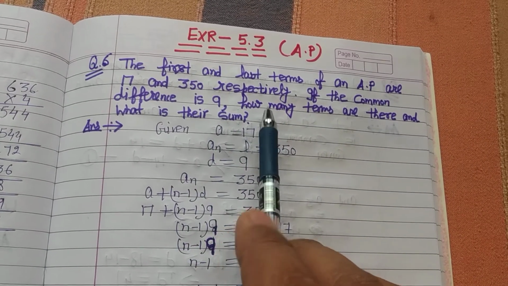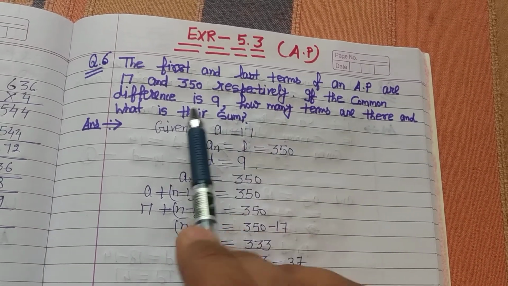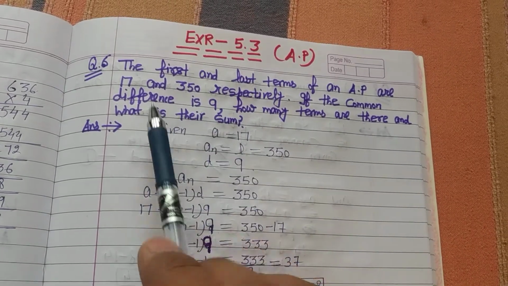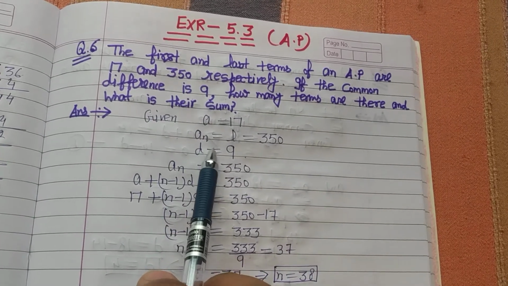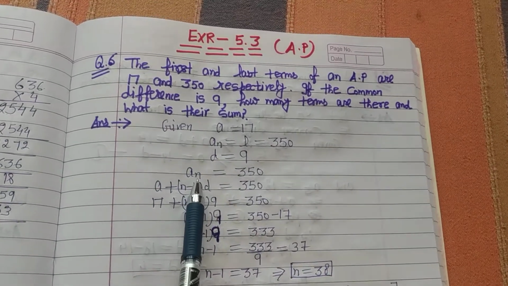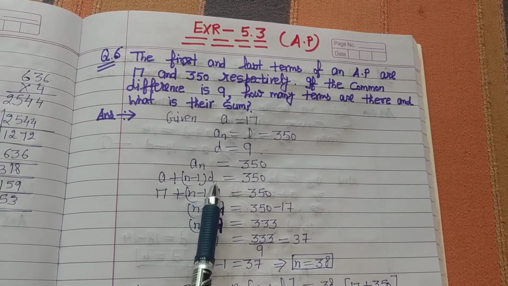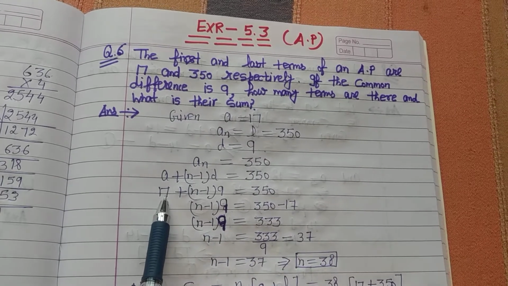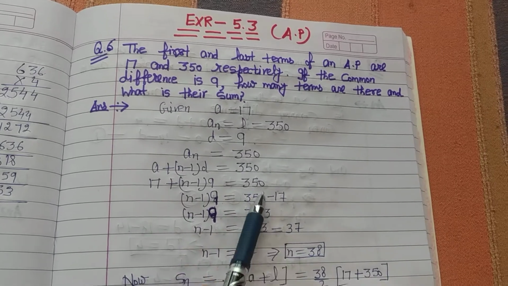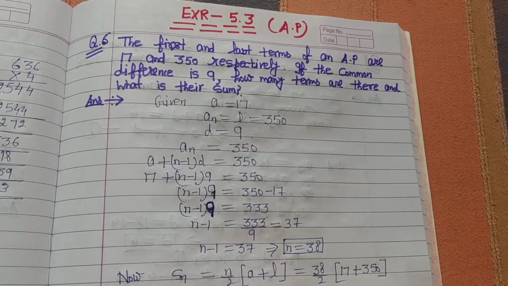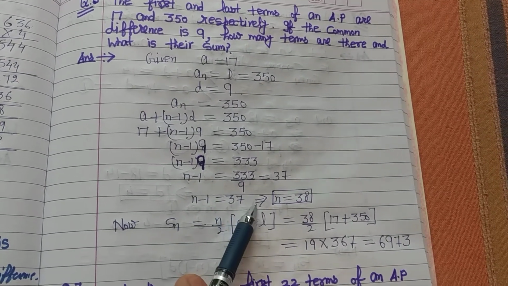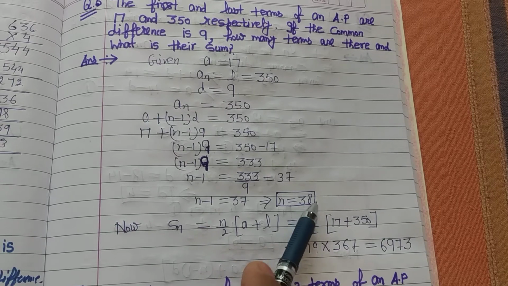So two things we have to find out here: the number of terms, and then their sum also. First term is 17 and last term is 350. So last term is an or l, 350. Common difference is 9. So I'm using the nth term formula, a plus n minus 1 into d is 350. Substitute the values of a and d here. So n minus 1 into 9. 17 when shifted to the other side becomes 333. n minus 1 is equal to 333 upon 9, which is 37, and minus 1 when shifted to the other side becomes 38. So the number of terms is 38.